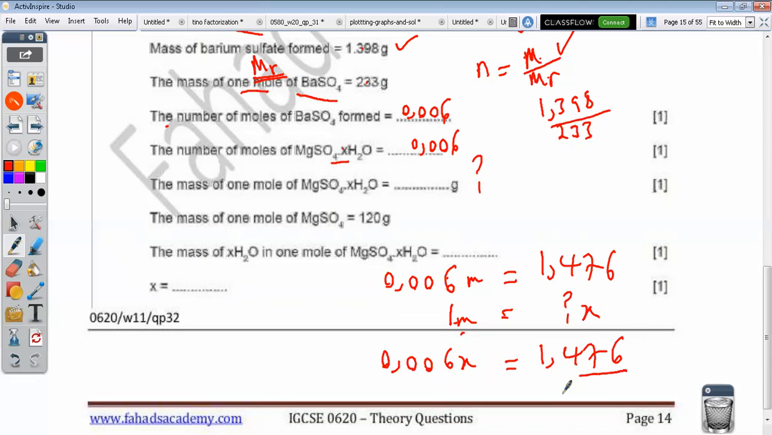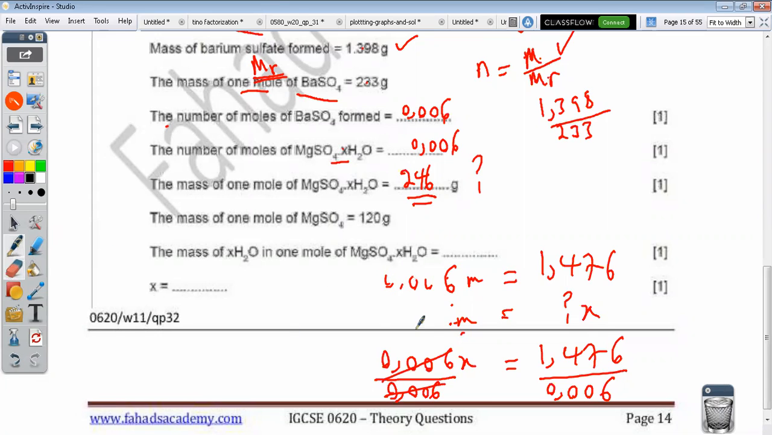So what do you get? What do you get here? If you divide by 0.06, that cancels it. What do you get? Your calculators, we get 246 grams. 246. Okay. Now, so 246 is the mass of the whole thing.